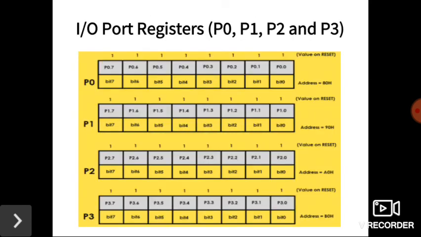Okay, next one is input output port registers. Here we have 4 ports, P0, P1, P2 and P3. P0 address is 80H, P1 is 90H, P2 is 80H, P3 is 80H. Each port has a corresponding register with the same name, because the port registers are P0, P1, P2 and P3.